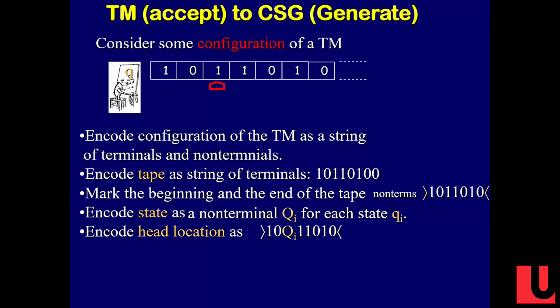The head location. Yes? Yeah, so Qi. You're saying that Qi is what the head is looking at to the right of it. Yeah, the character to the right is the one being read. So therefore, it's going to start actually before the 1 and end before that final 0. If it's looking at the 1, it'll be here. And when it finishes, if it's looking at the first blank, it'll be here. Right?